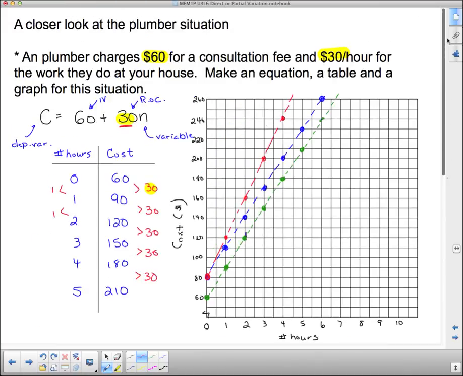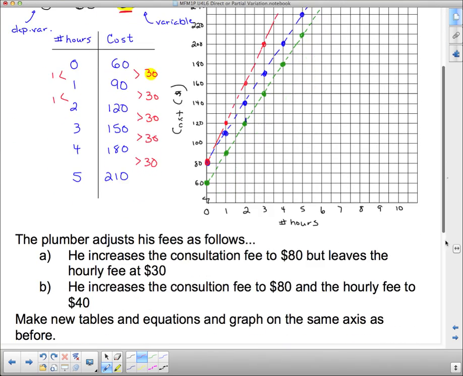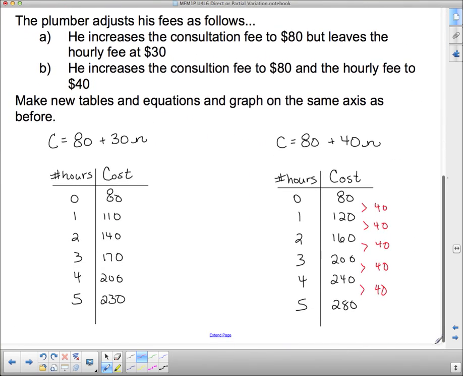So how does that look on the graph? Well, the graphs start in the same spot, but they're getting farther and farther away the farther along we go. There's a bigger gap between the blue line and the red line. So it's a much steeper line because the rate of change is greater. So the rate of change being greater gives us a steeper line.